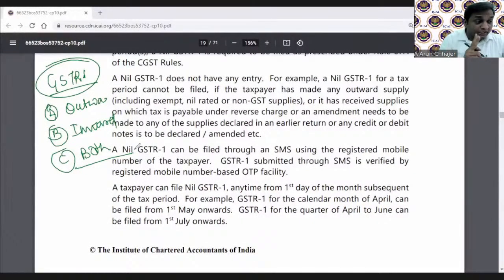Please confirm, because based on Namrata's answer, I could find that there is some confusion. Let me clarify. We are entering the details in the GSTR1 with respect to the outward supply, option A, with respect to inward supply, option B, or with respect to both, option C.